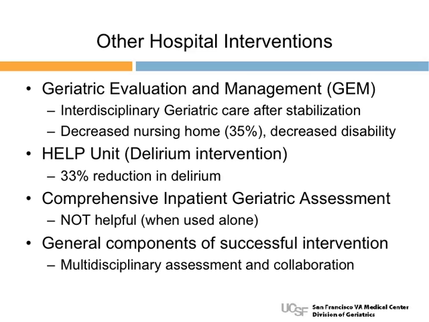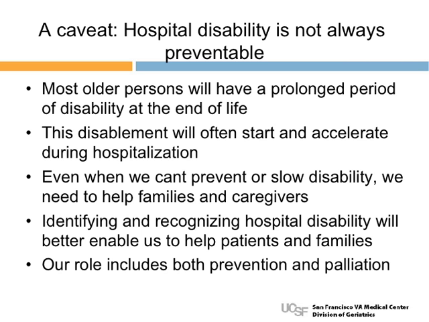So what doesn't work? This so hurts as a geriatrician to say, but comprehensive inpatient geriatric assessment does not work, at least when it's used alone. So just simply having every specialty and field do its assessment and make recommendations doesn't work if you don't have the interdisciplinary team acting together and have some way of actually implementing recommendations. Making recommendations without thinking about implementation tends to be ineffective. So the general overriding component seems to be multidisciplinary assessment and collaboration.